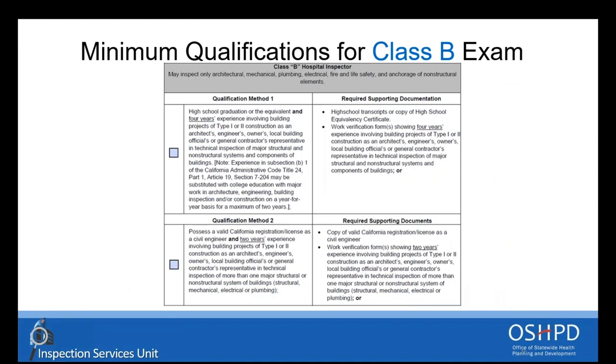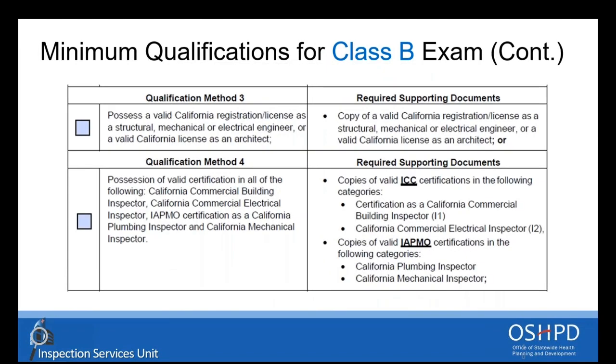And same thing for Class B. For Class B, the majority of us will be qualifying through method 1, and that's 4 years of experience on type 1 or 2 construction. However, there are other ways that you can be qualified. And again, the right-hand side columns are the required documents.